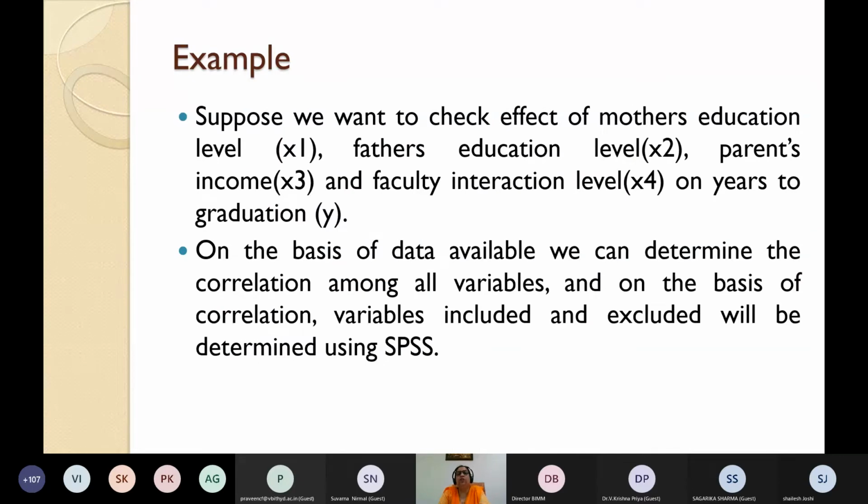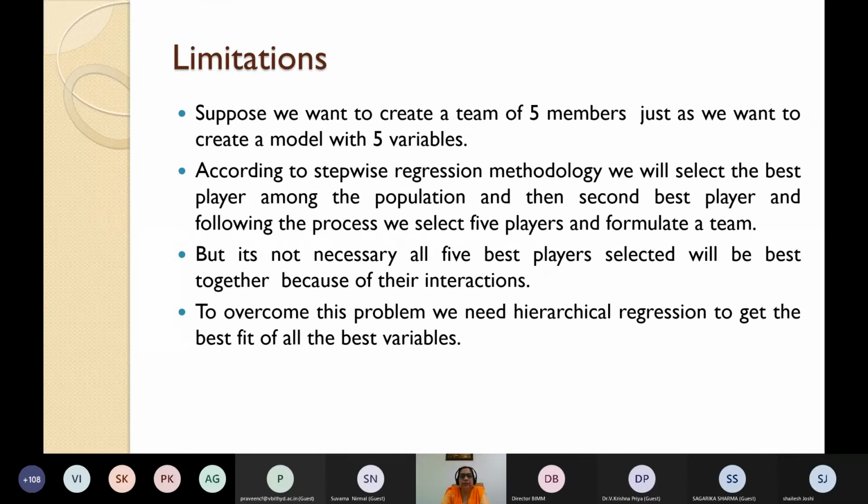Let's say we want to check the effect of mother's education level, father's education level, parents' income and faculty interaction on years of graduation. How many years does it take for a student to graduate? Or it can also be the credits earned by a student. On the basis of this data, we can determine the correlation amongst all the variables, and on the basis of the correlation, the variables included and excluded will be determined, and we make use of SPSS.